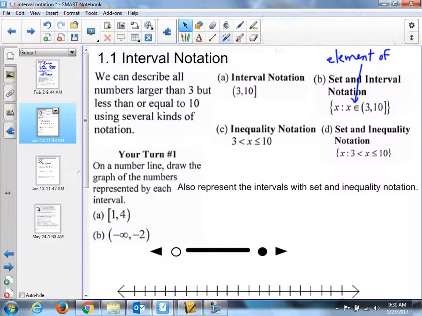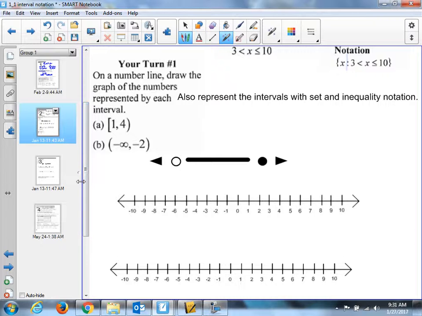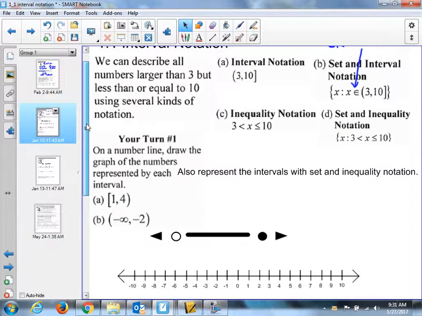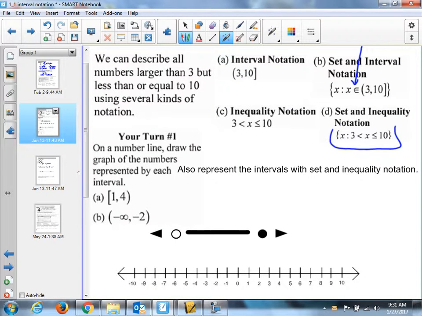X is an element of 3 to 10. Now, the old notation you guys have used too, you usually did it this way, or sometimes, did you guys use a line instead? It's not a big deal if you use a colon or a line. I'm fine with those. Now, what do these represent on a number line? And these are the symbols we're going to use. A and B also represent the set and inequality notation. I'm saying use this notation as well.